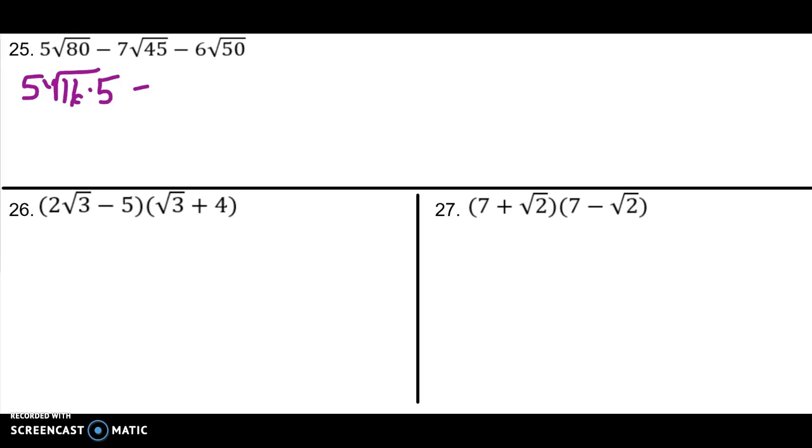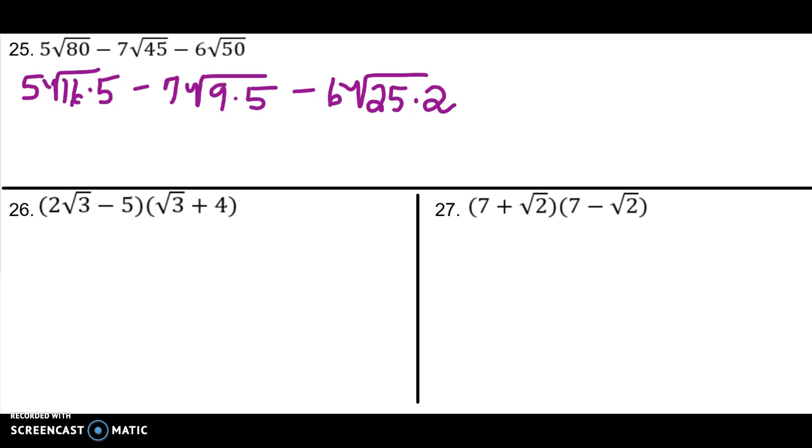Now we're going to do the same thing with 45. 9 is a perfect square number that can divide into 45. So I have 7 square root of 9 times 5. 9 times 5 is 45. Minus, this time we have a 50 under the radical, and 25 is the largest perfect square number that can divide into 50. So we have 6 square root of 25 times 2. 25 times 2 is 50.